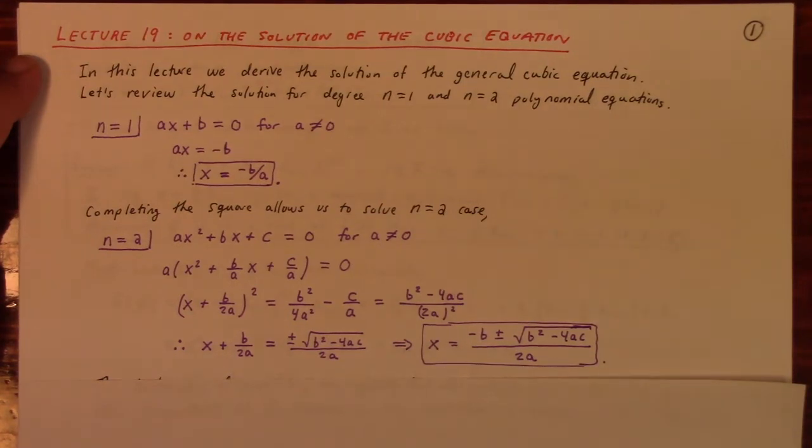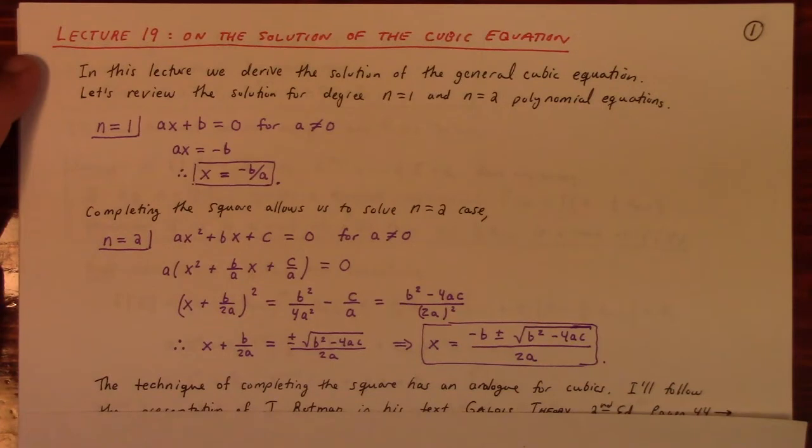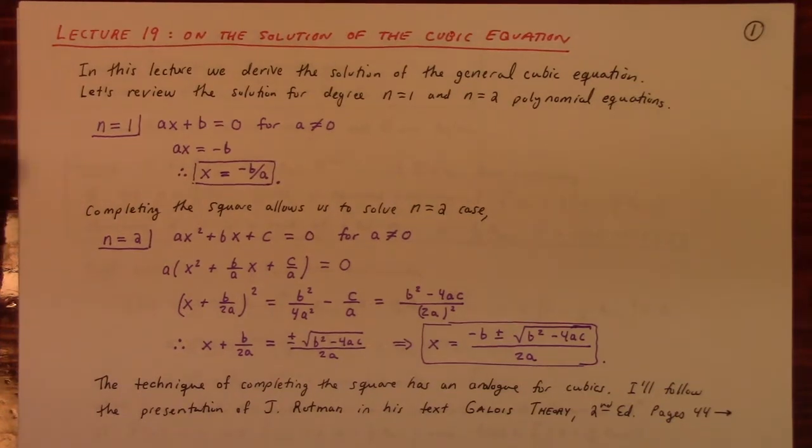Now, as I discussed in our complex lecture, this still makes sense when a, b, and c are complex. It's just then you have to take the square root in the complex sense, right? Now, the technique of completing the square has sort of an analog for cubics, and I'll follow the presentation of Rotman in his text on Galois theory, second edition, pages 44 and so forth.